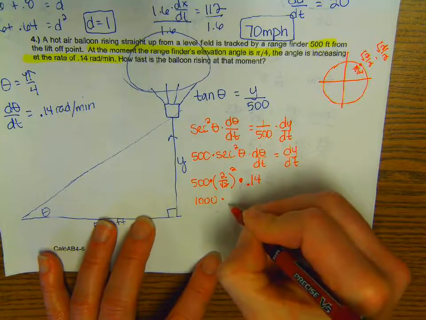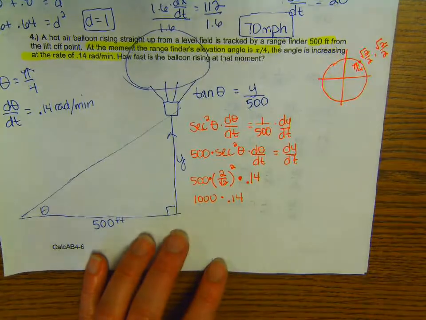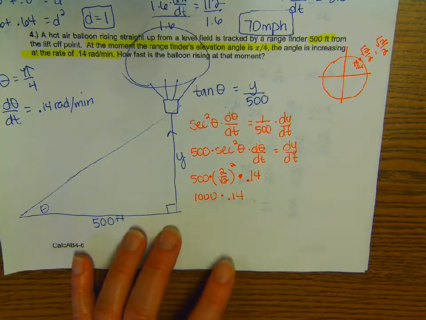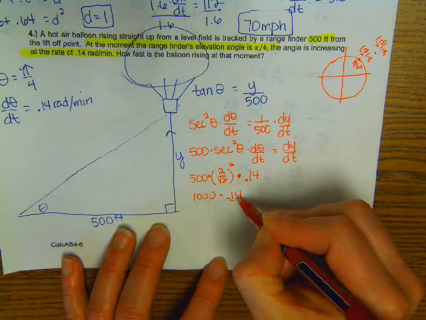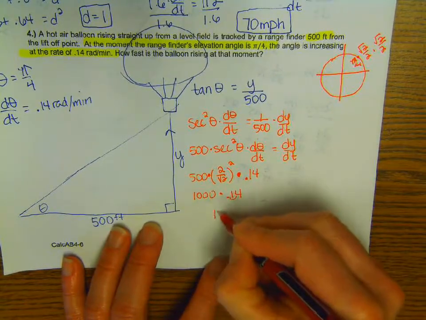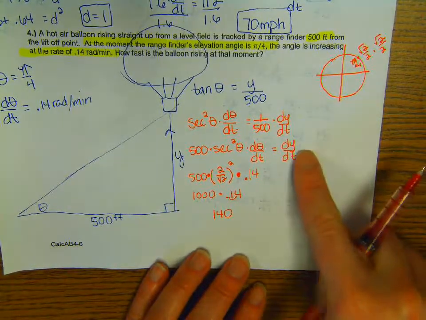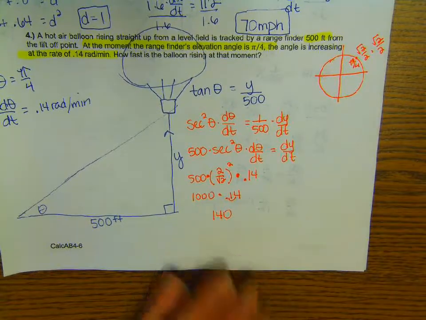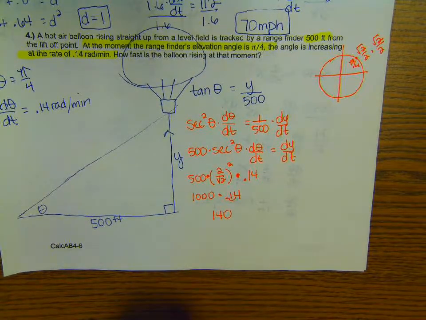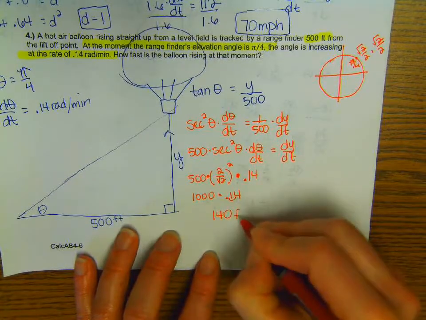1,000 times 0.14. I know. Which is what? Move the decimal over 3 places, right? 140. And this is the rate of change of the hot air balloon. What would be my unit? It looks like it's feet per minute.